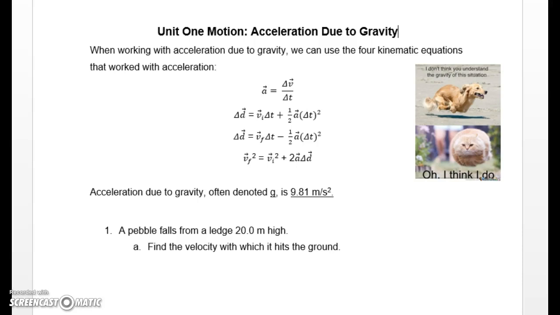We're actually going to look at example number 5 from your notes, in the on your own section. A pebble falls from a ledge that is 20 meters high. In part A of this question, we're going to find the velocity with which it hits the ground.